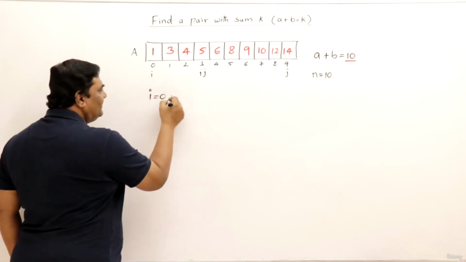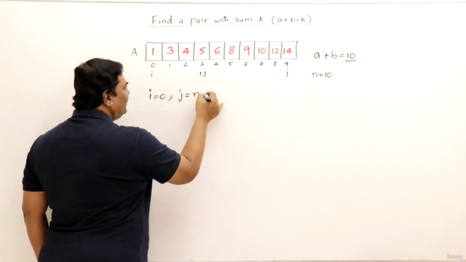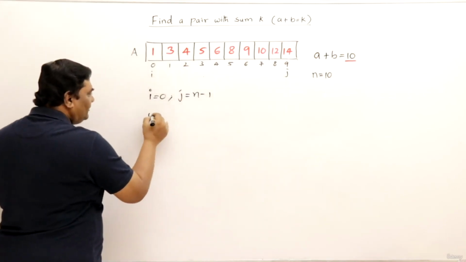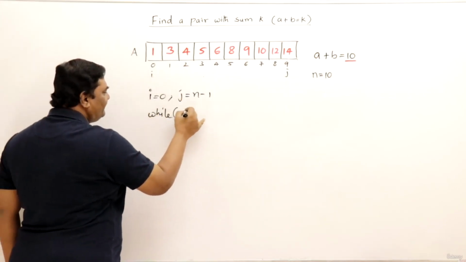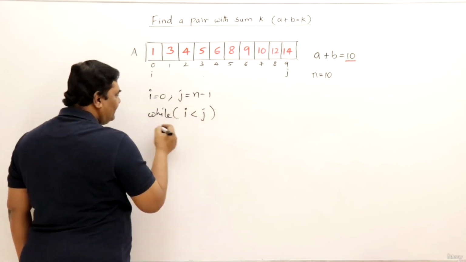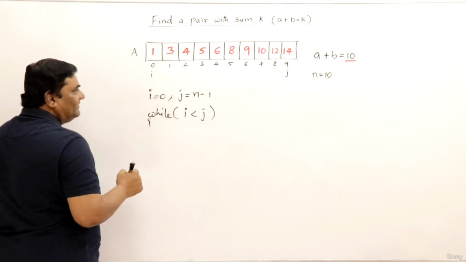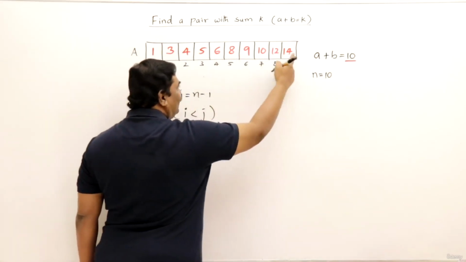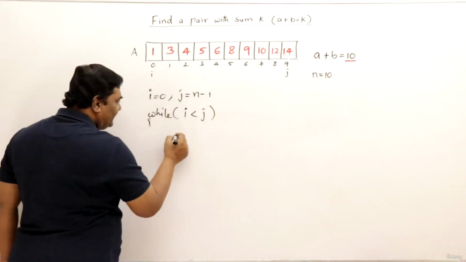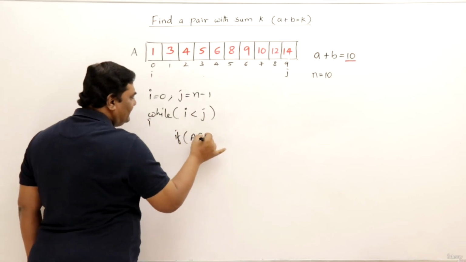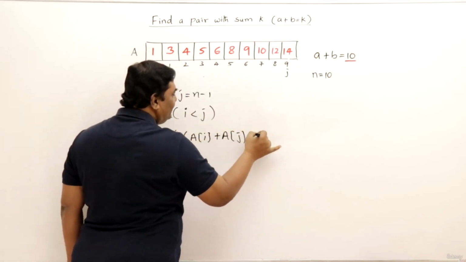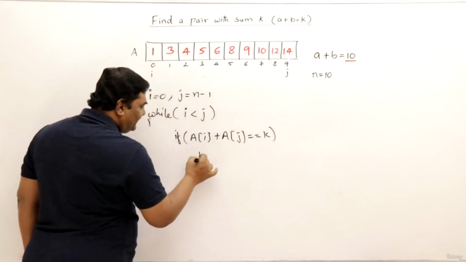I assign 0 and j as n minus 1. Yes, this is here and this is here, right? Now how long should I perform this process? While i is less than j. Once they become equal, stop. Then what should I do every time? Check if these two are added, then the result should be equal to k. Check if a of i plus a of j is equal to k. If it is equal, then print.